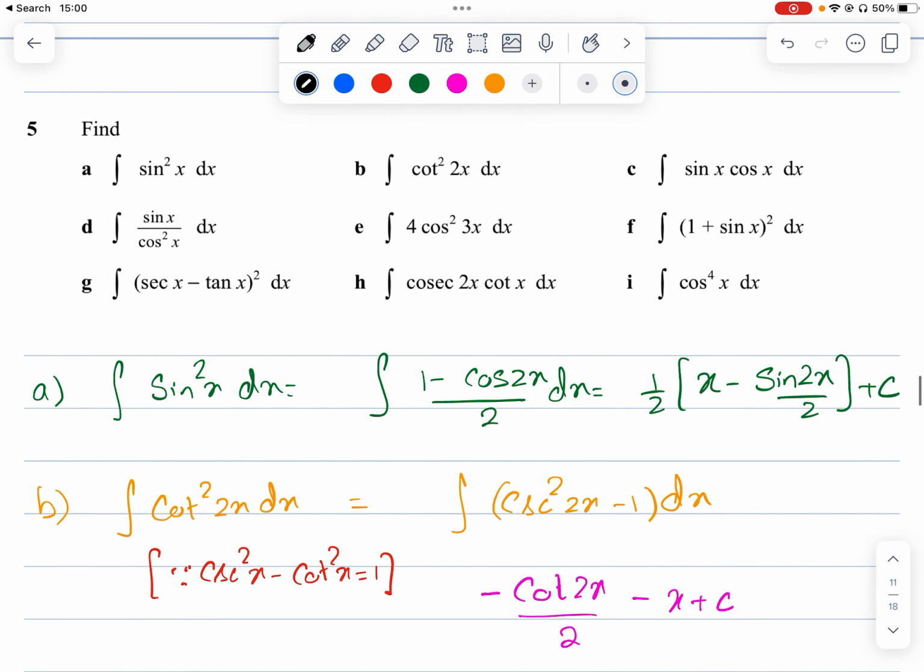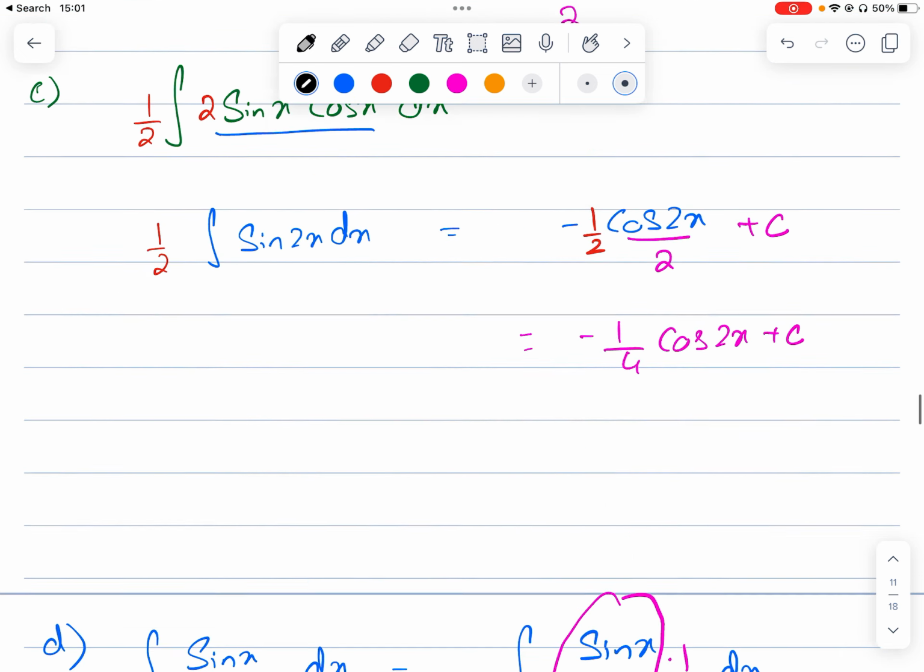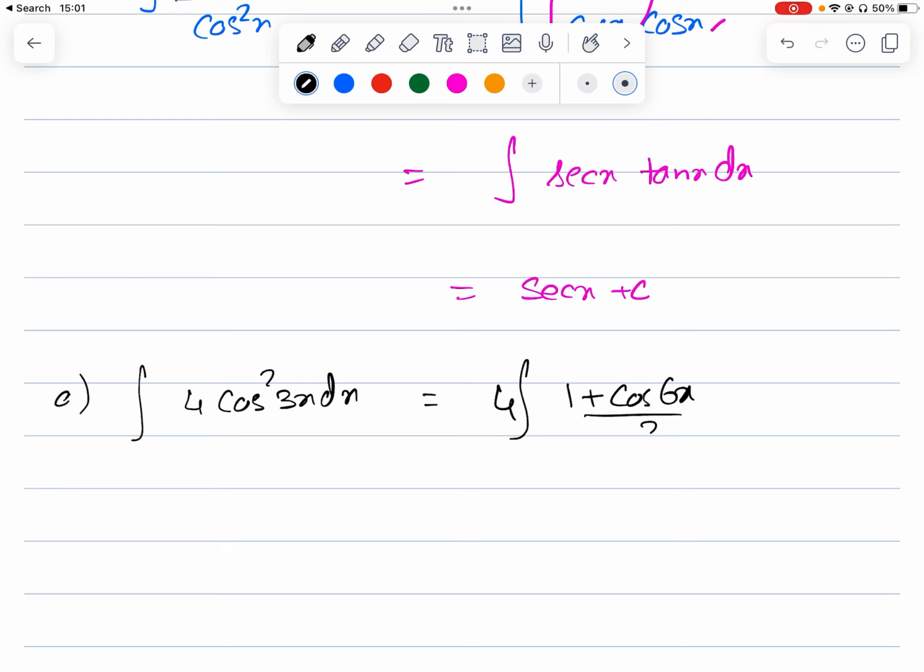Now question number E. Integral of 4 cos square 3x. So 4 cos square can be written as 4 times 1 plus cos of double the angle, 6x, upon 2 dx. Then 2 times 1, 2 times cos 6x. So 2 integral of 1 is x. Cos 6x integral is nothing but what? Sin 6x upon 6, plus c.